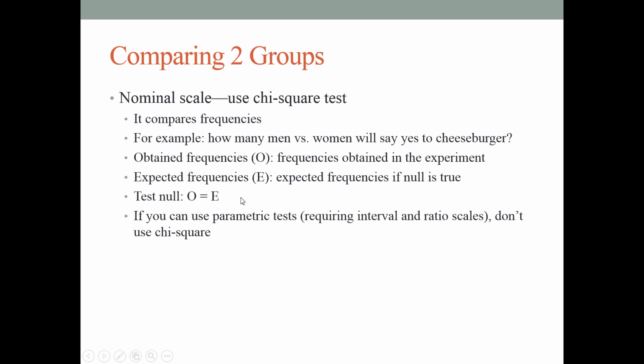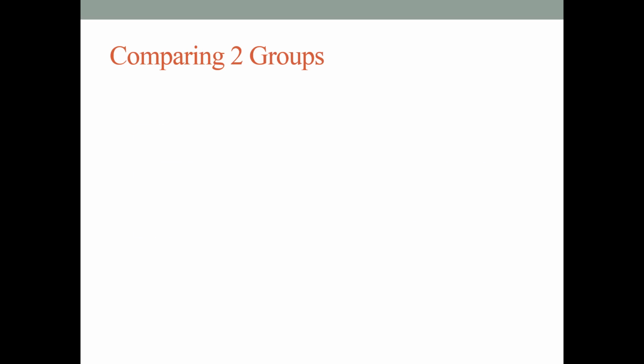This is just for you to understand the idea. There's a chi-square and it tests frequency, but we're not going to use that. It's not very powerful compared to parametric tests. So if you can use a parametric test, don't use chi-square.